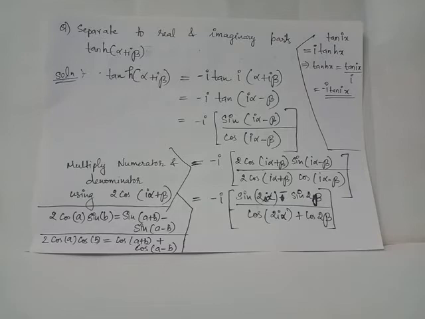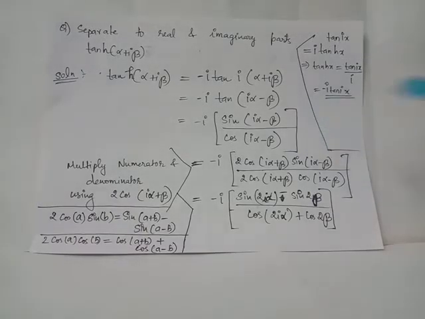Tan x can be written as sin x upon cos x. Therefore, tan I alpha minus beta can be written as sin I alpha minus beta upon cos I alpha minus beta. If we multiply numerator and denominator of this expression using 2 cos I alpha plus beta, we can rewrite tan h alpha plus I beta in this format, and we now make use of the trigonometric relations.